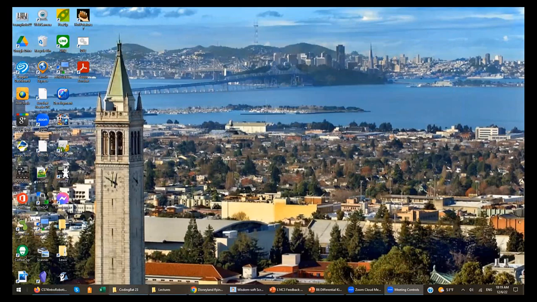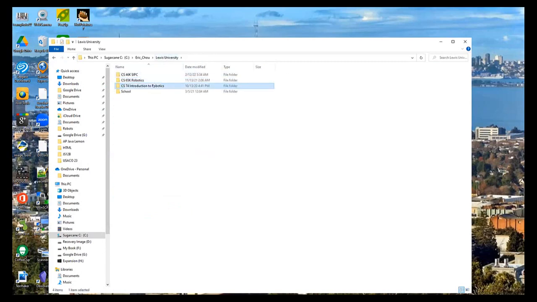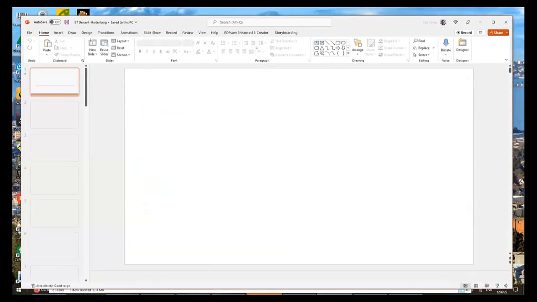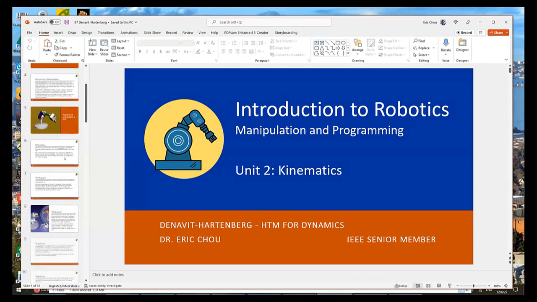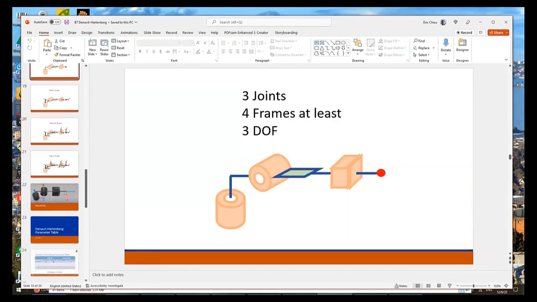Anyway, this one you need to look into the procedure to find the so-called Denavit-Hartenberg matrix, and then plug in. So there is next one, B7. So B7, there is a lab. You should be able to find this Denavit-Hartenberg one. The whole series is over here.